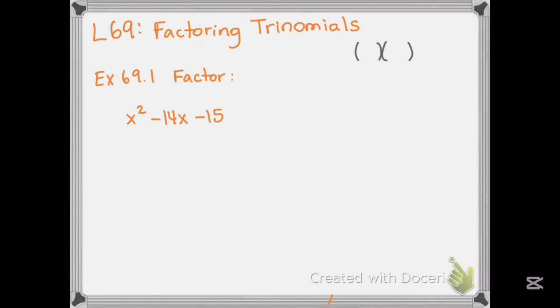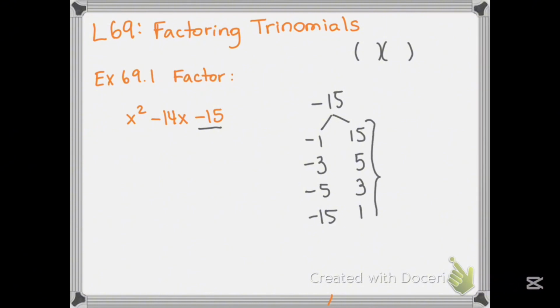Well, what we have to do is look for two factors of negative 15. So I'm going to do them here so that you see clearly what we're doing. Negative 1 times 15 is negative 15. Negative 3 times 5 is negative 15. Negative 5 times 3 is negative 15. And negative 15 times 1 is negative 15. And these are all the options I have. There's nothing else. Now we have to look for negative 14.